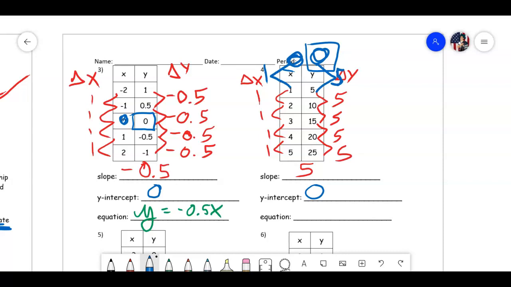So, kind of like the last one, what would I write for my equation? Y equals 5x. There is a 0 for the y-intercept. You don't have to write it, okay? I want to give you a couple minutes. I want you to try the next 3. See if you can figure it out. It might be a little bit challenging, but I want you to try the next 3, okay?